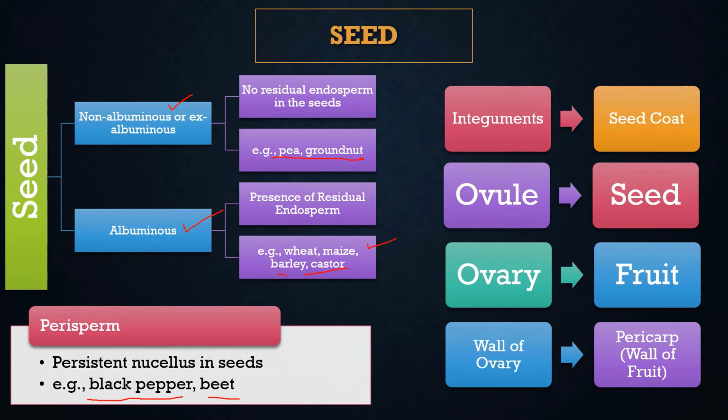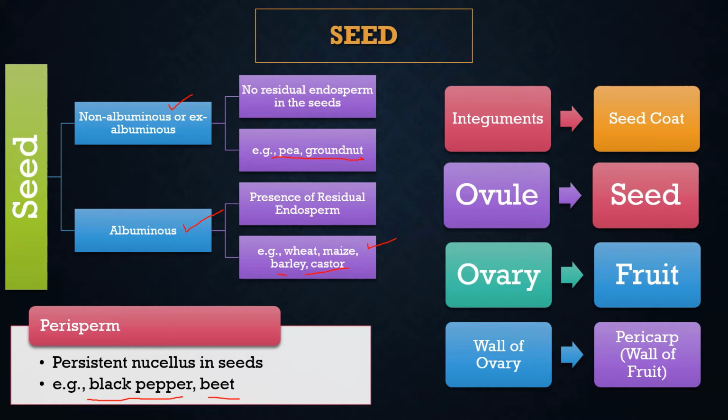Now do not confuse this with the pericarp. Pericarp is something different, that is the wall of the fruit. Perisperm is a persistent nucellus, and nucellus is not the same as the endosperm. Nucellus provides nourishment to the developing embryo sac, right? In the beginning, it gave rise to the MMC, megaspore mother cell, if you remember. Endosperm is going to form much later.